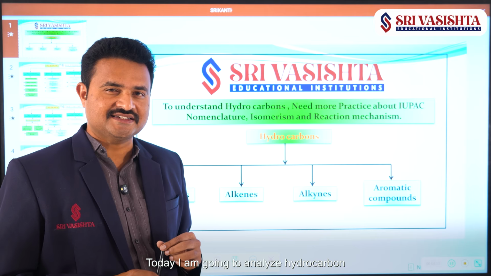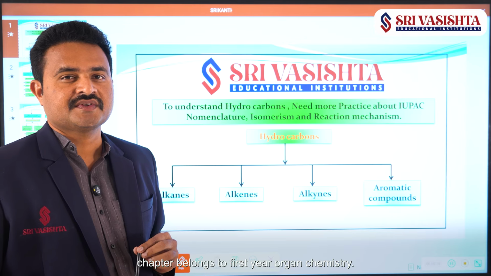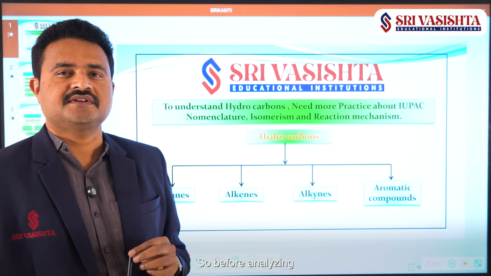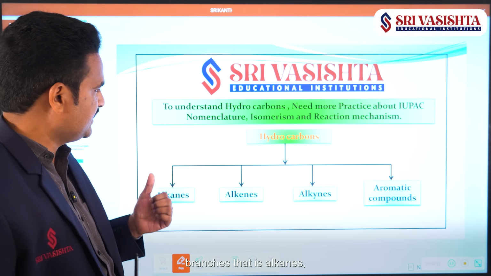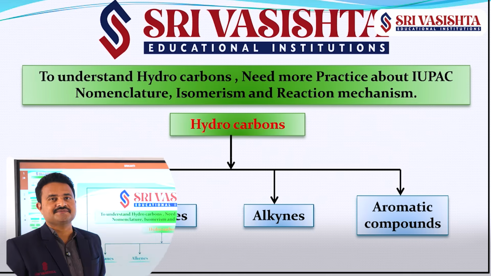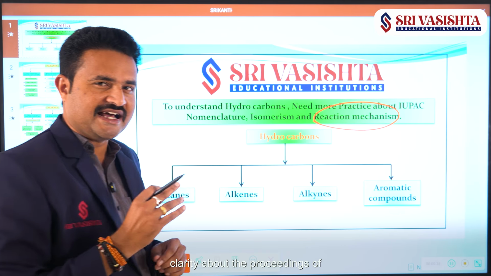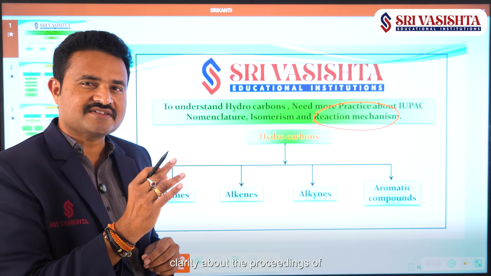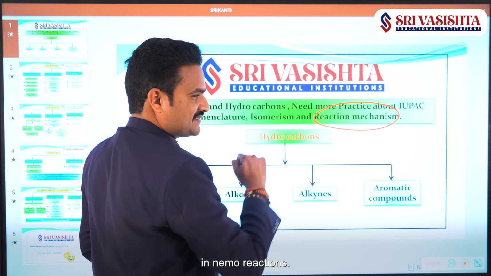Today I am going to analyze the hydrocarbon chapter, which belongs to first year organic chemistry. Before analyzing hydrocarbons, just one tip: to understand hydrocarbons, you need more practice in IUPAC nomenclature, isomerism and reaction mechanism especially. Reaction mechanism gives very good clarity about the proceedings of reactions. Especially, it is very useful in named reactions.